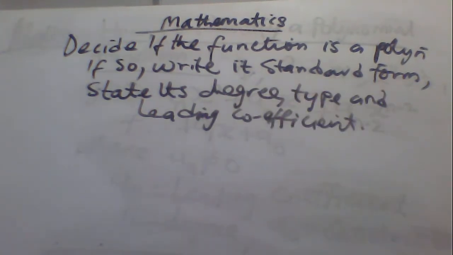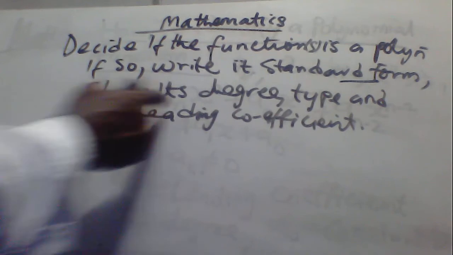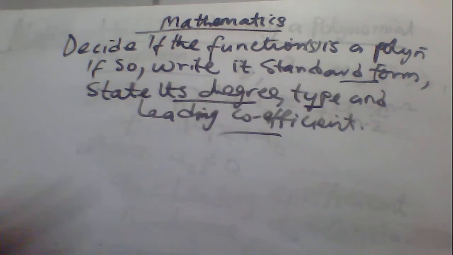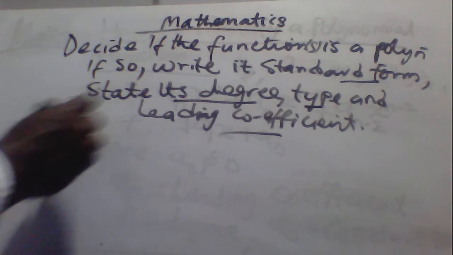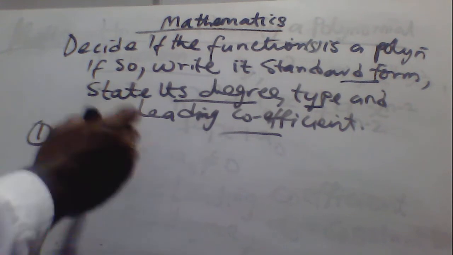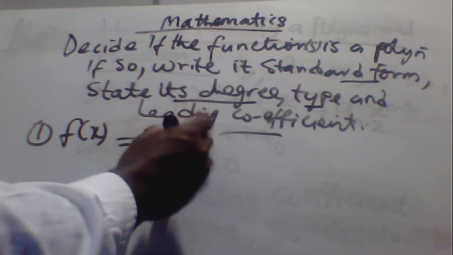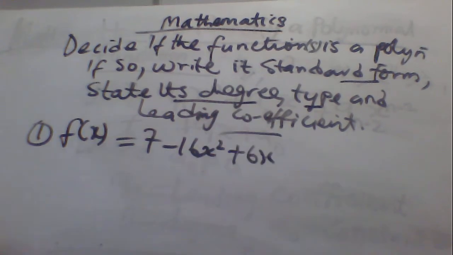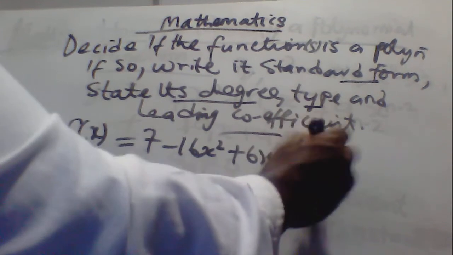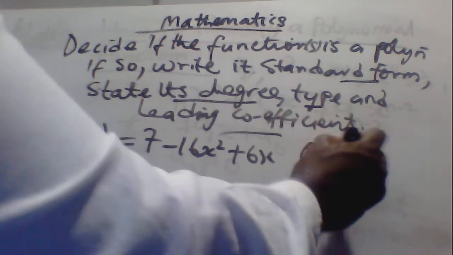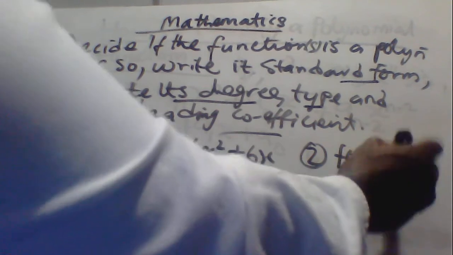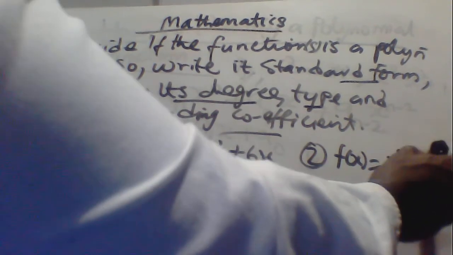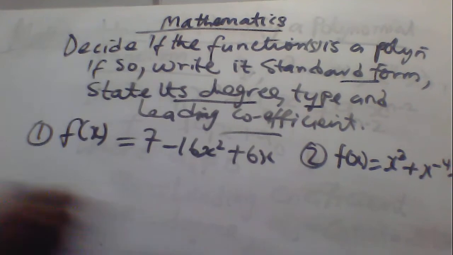So in this case, you are required to decide if the function is a polynomial. If so, write it in standard form. This is the first thing. State its degree, that is the second, the type, and its leading coefficient. So the first one is what? f of x equals 7 minus 16x squared plus 6x. The second is what? I hope you are following. The second is f of x equals x raised to power 3 plus x raised to power minus 4 plus 1.